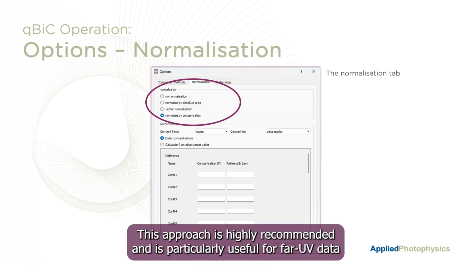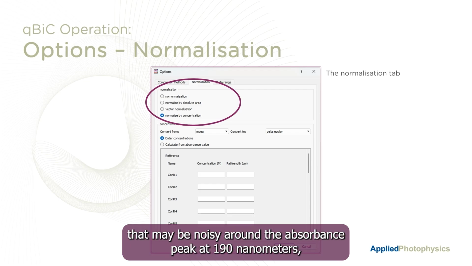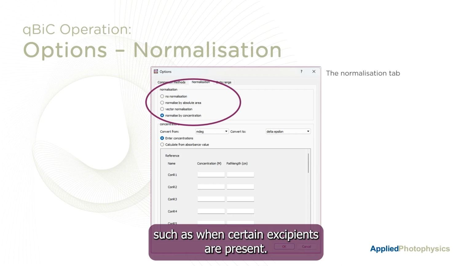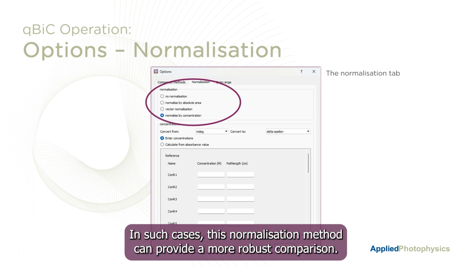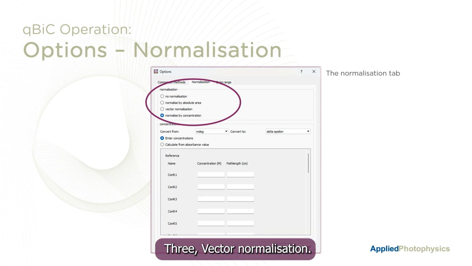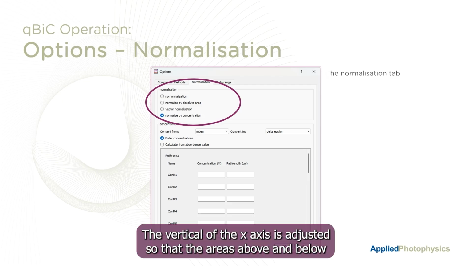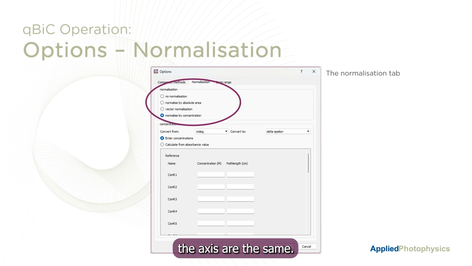This approach is highly recommended and is particularly useful for far UV data that may be noisy around the absorbance peak at 190 nanometers, such as when certain excipients are present. In such cases, this normalization method can provide a more robust comparison. 3. Vector normalization. The vertical position of the x-axis is adjusted so that the areas above and below the axis are the same. This option is not recommended unless the user is confident about how it should be used.